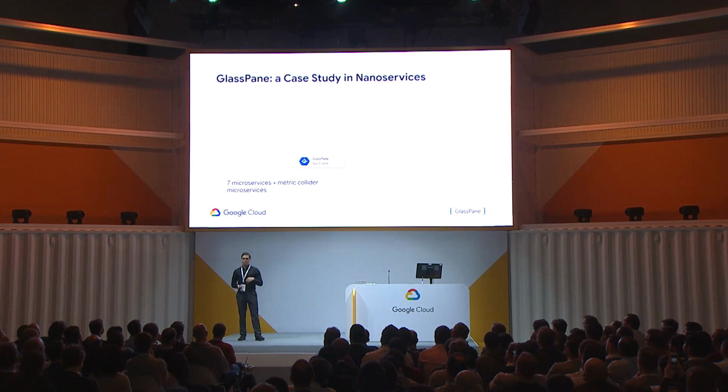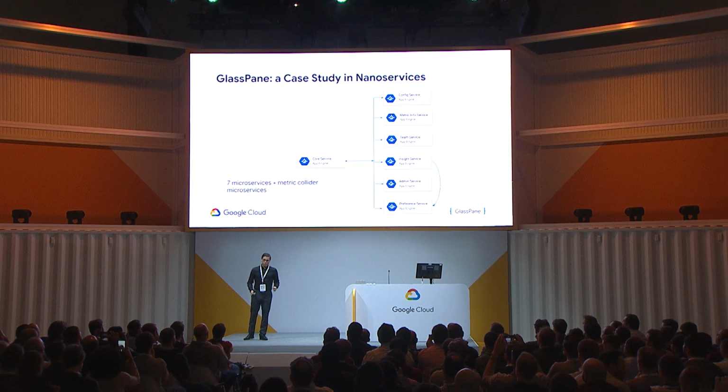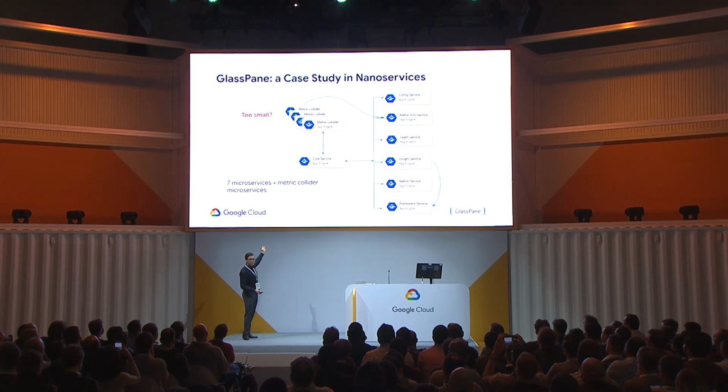By our estimation, the original monolith had approximately 7 different domains, so we decided to split it up in 7 ways. The core service was our new microservice that handled user requests and talked to the other 6 services, each handling their respective domain. Sounds good, right? Unfortunately, we took things a little too far when we decided to create a separate metric collider service for every single metric in GlassPane.